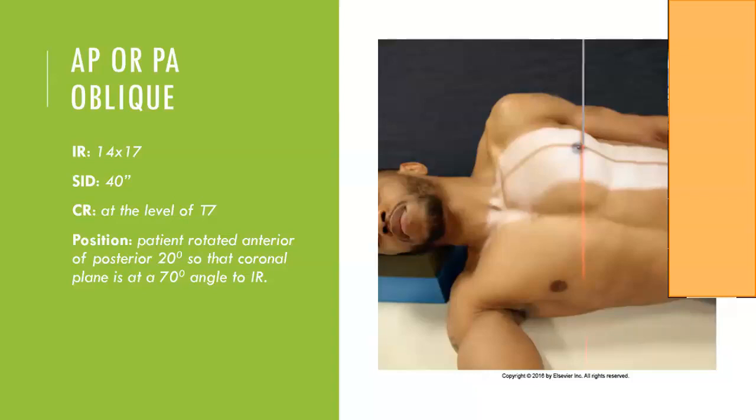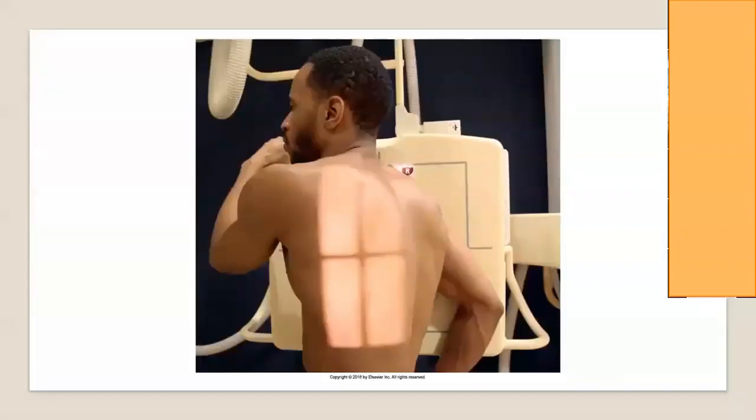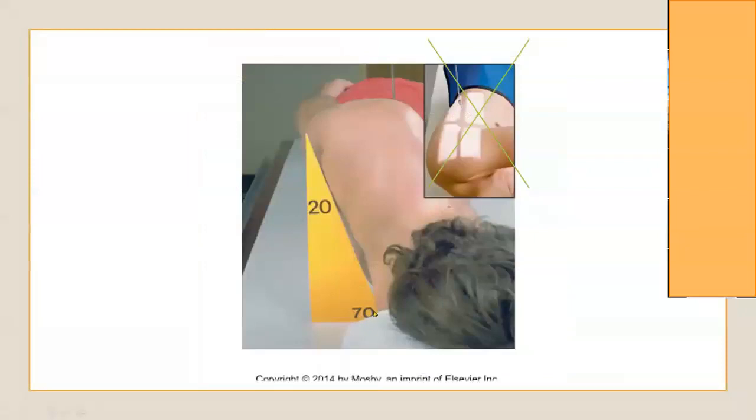Makes sense. So once again, 14 by 17, 40-inch SID, 40 to 48 actually, but 40-inch SID. Once again, the centering is exactly the same at T7. There is no difference. Position the patient by rotating the anterior or posterior 20 degrees so that the coronal plane is at a 70 degree to the IR. What they're saying here is that there is a 70 degree angulation by rotating the patient posteriorly 20 degrees. Or if I rotate him anteriorly, flipping the triangle around, it would be once again 70 degrees.